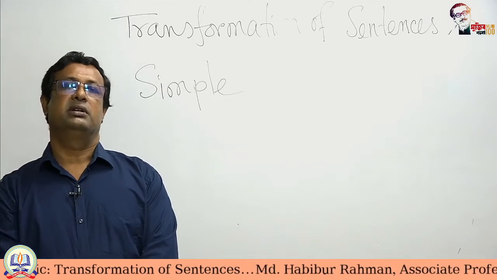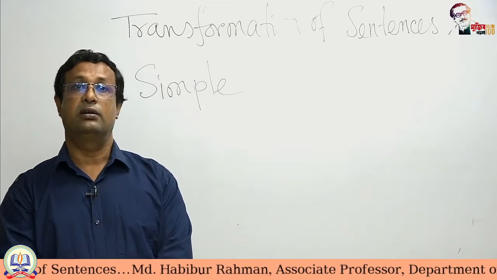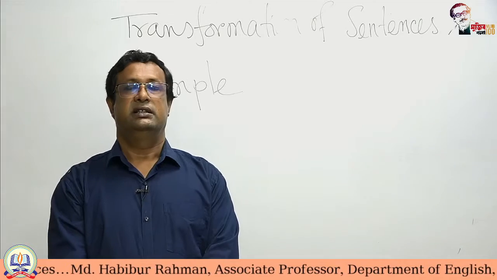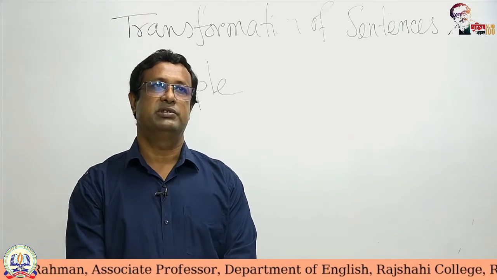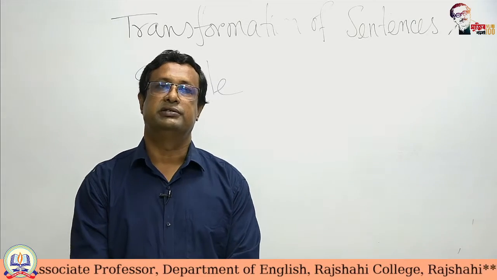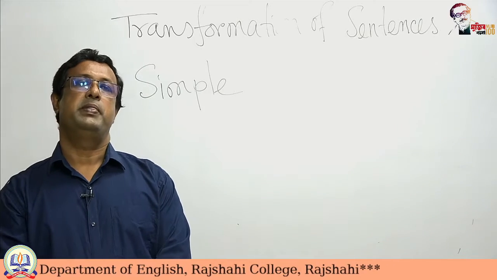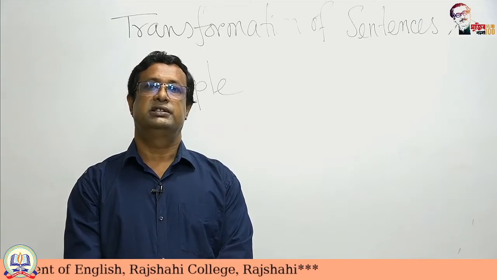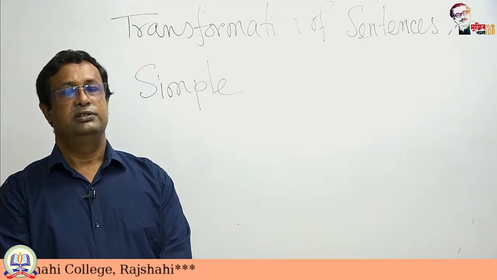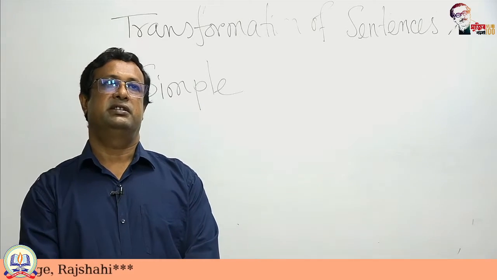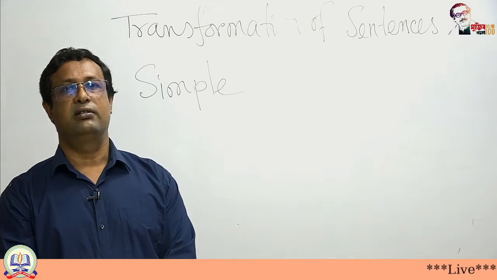Actually, a simple sentence is a sentence of a single clause. A sentence of a single clause is called a simple sentence. So what is a clause? A clause is a structure, we know. A clause consists of a subject and a finite verb. So if any structure has a subject and a finite verb, this is called a clause.